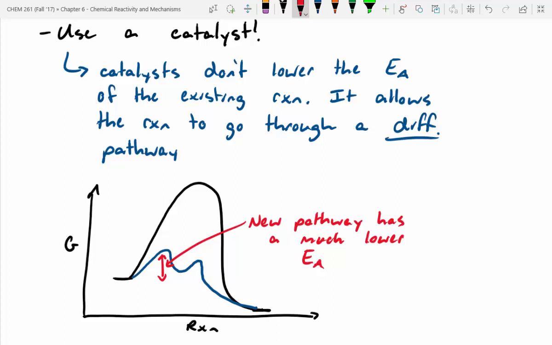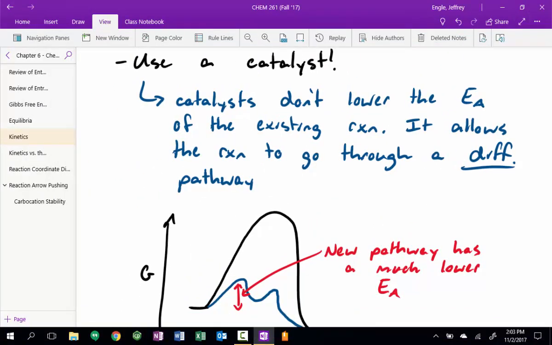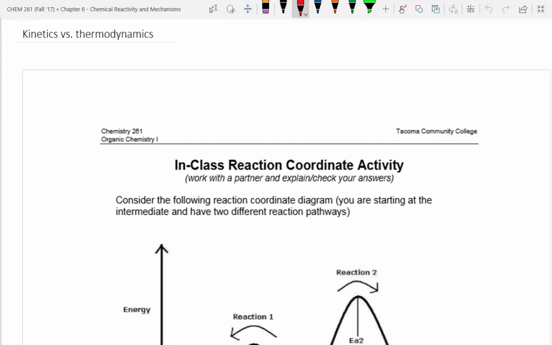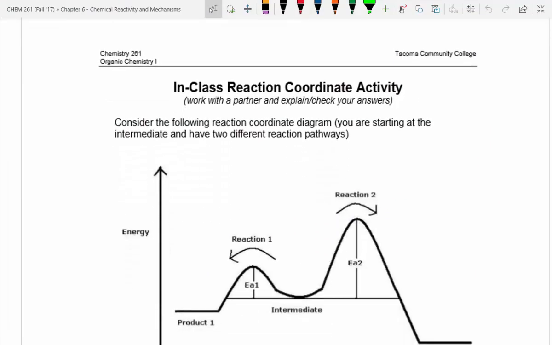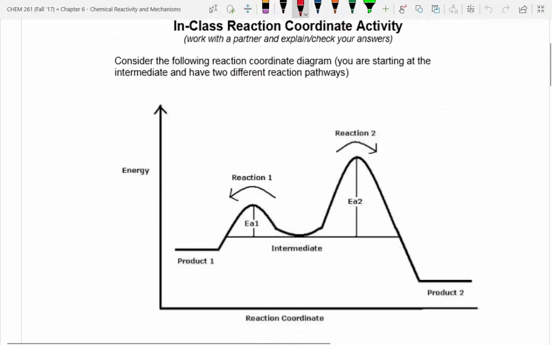So now I've got more of an abstract one for you guys. How many of you grabbed the in-class activity up here? If you haven't, come up and grab it, and then work with a partner. What I want you to think about is, let's say you're in this intermediate well right here. How could you favor formation of product 2 over product 1? And how could you favor formation of product 1 over product 2? I'll give you guys a minute to think about that.